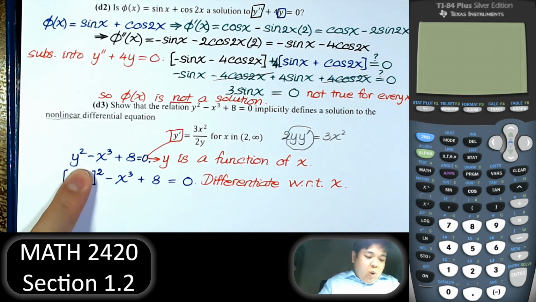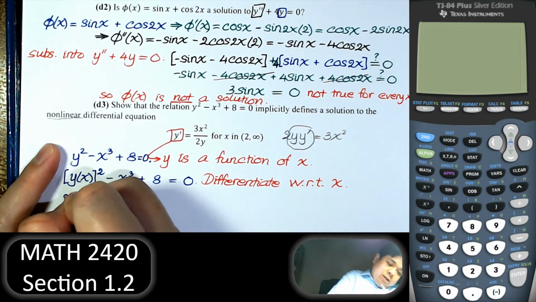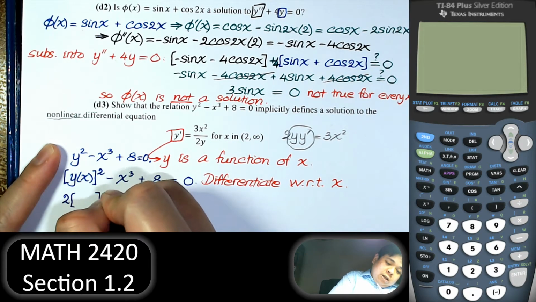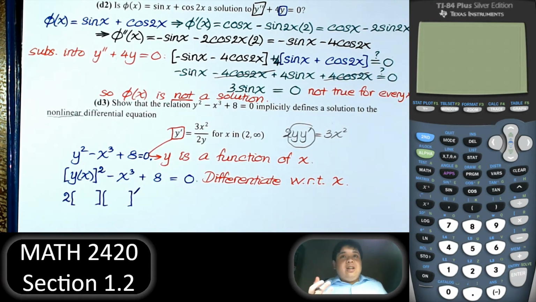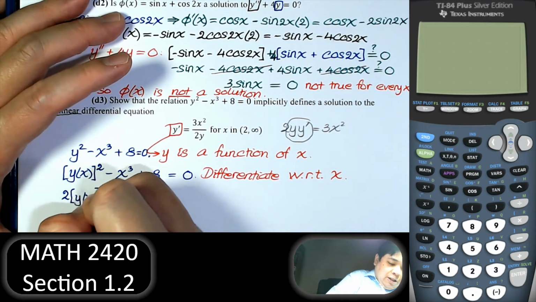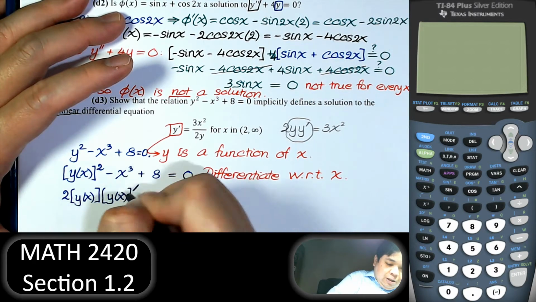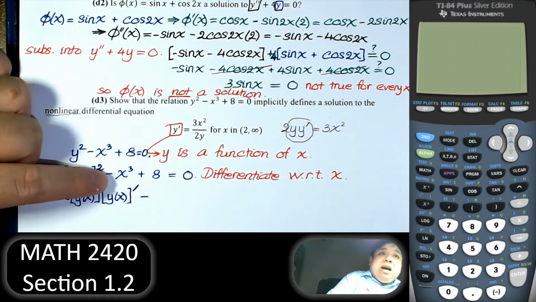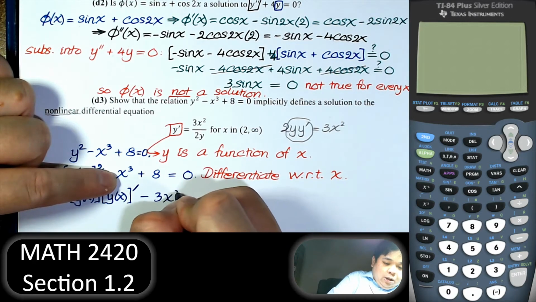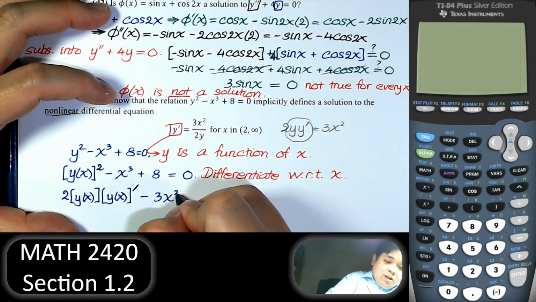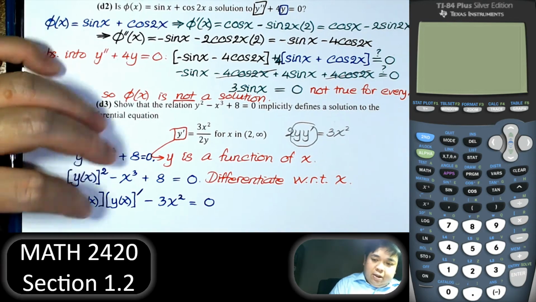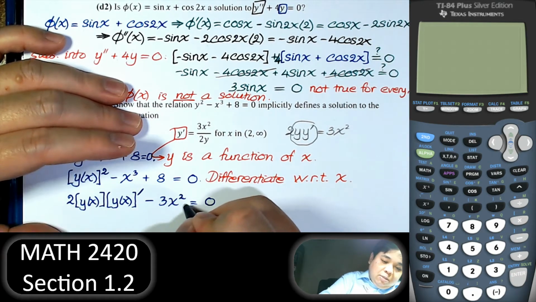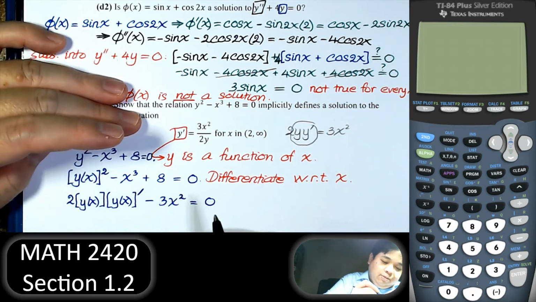Derivative of a square is going to be 2 times that, and then the bracket. It doesn't matter what is inside the bracket, right? It just happens to be y of x. And then the derivative of x cubed is 3x squared. The derivative of 8, or the derivative of any constant, is 0. So that's all we have. I just say this plus 0 equals 0.